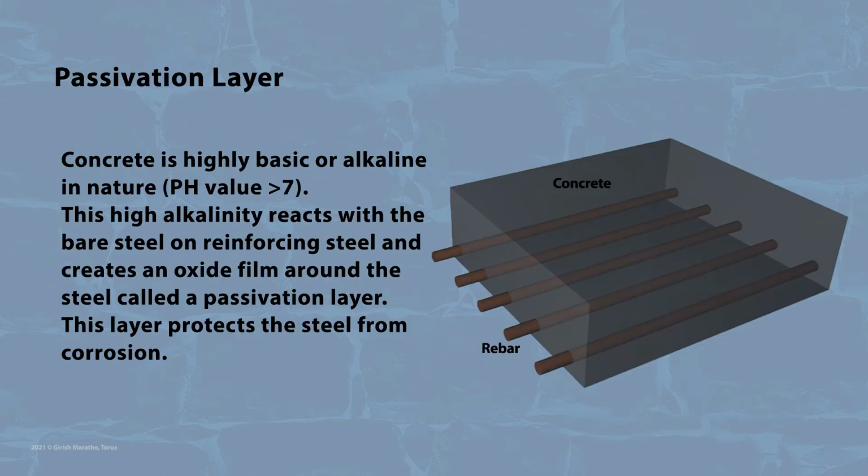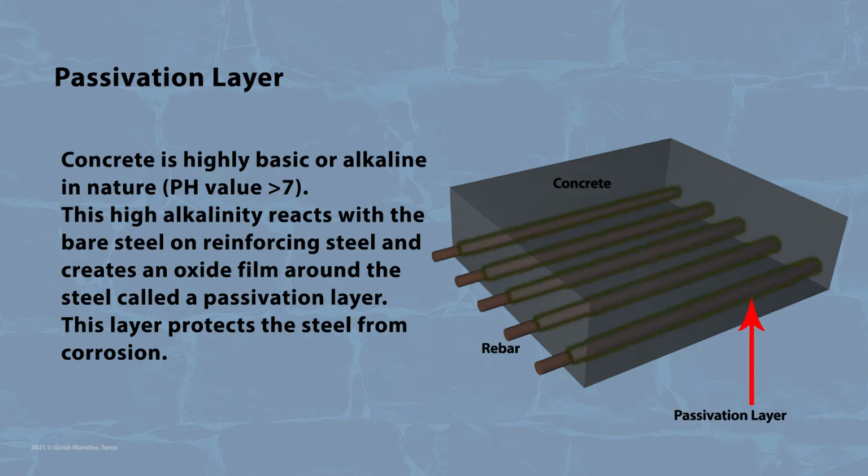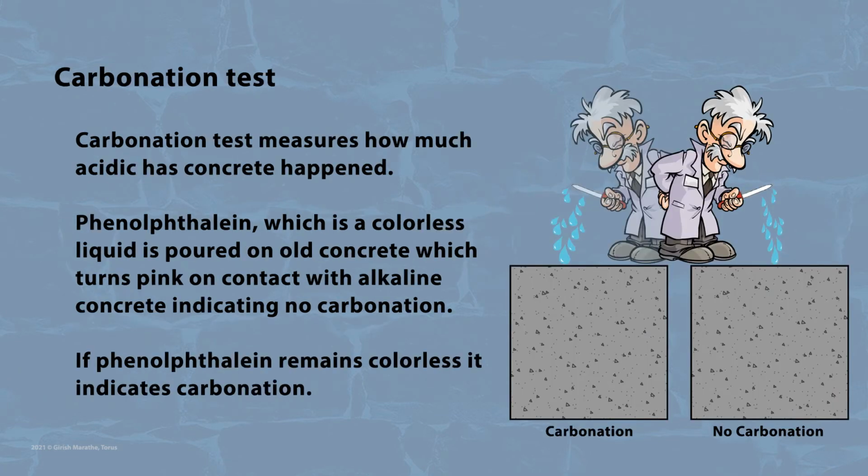Concrete is highly basic or alkaline in nature. This high alkalinity reacts with the bare steel on reinforcing steel and creates an oxide film around the steel called the passivation layer. This layer protects the steel from corrosion. Carbonation test measures how acidic the concrete has become over the years.